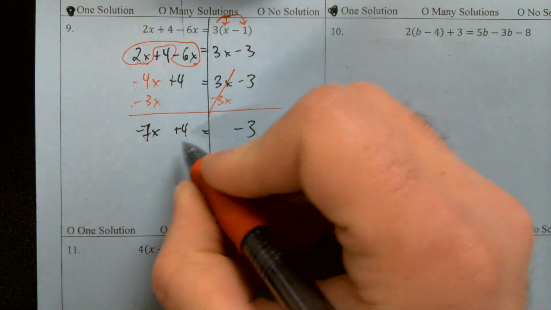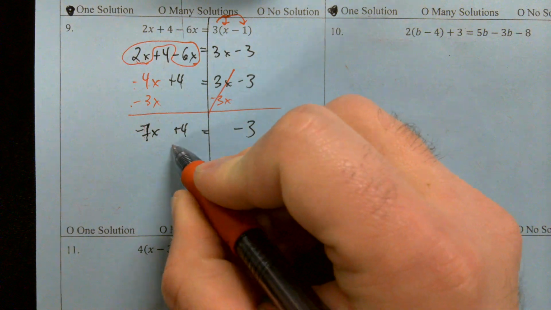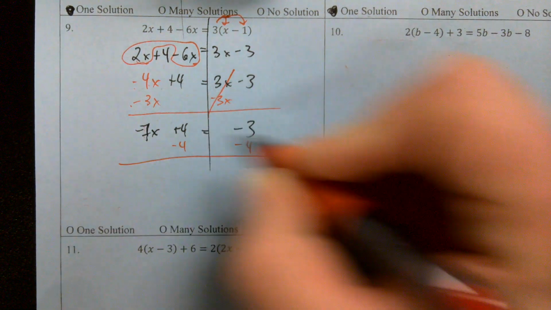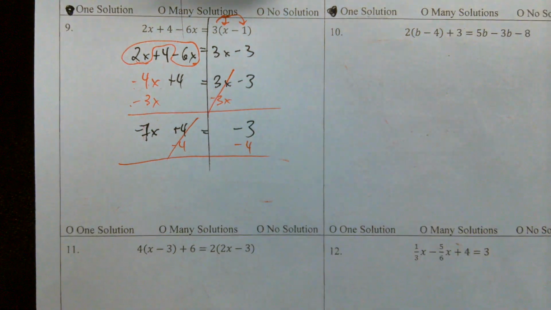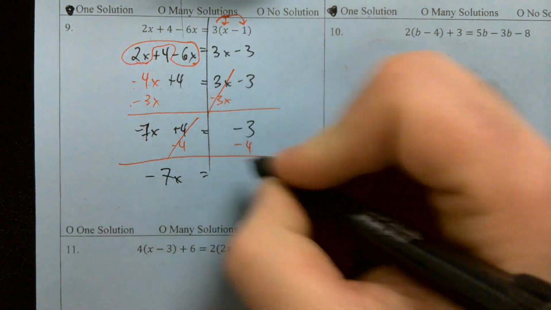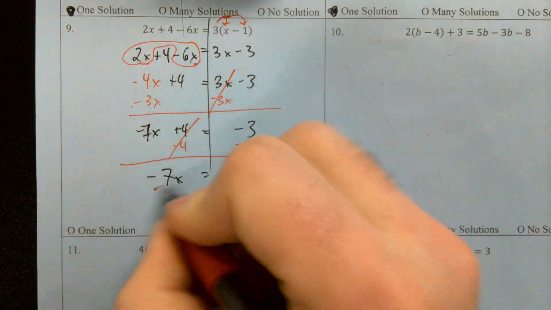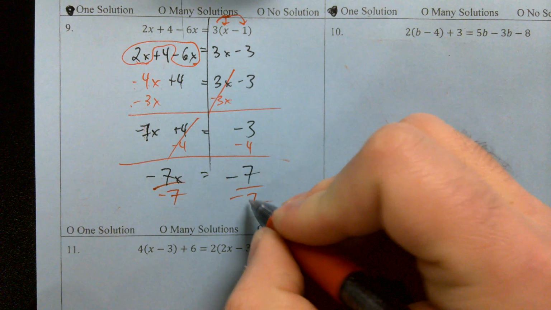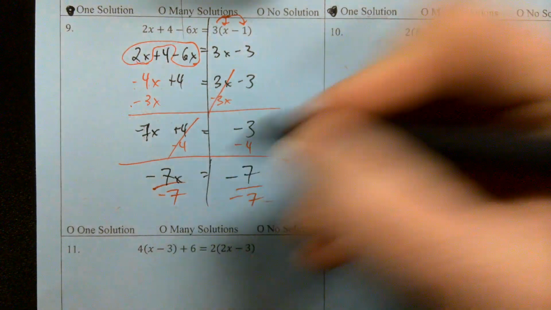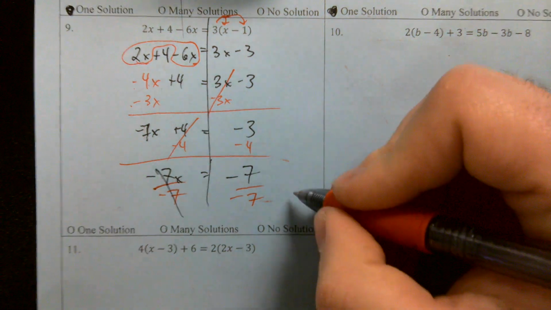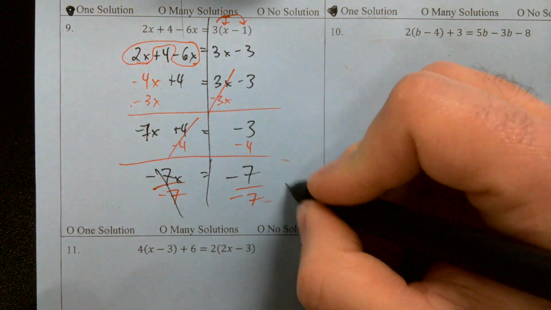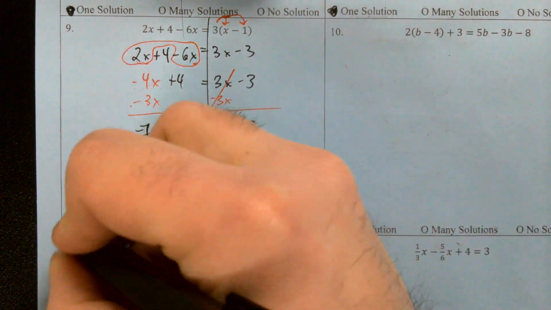Continuing on to step 5, I bring my constant over to the right. The 4's cancel. I get negative 7x equals negative 7. Now I divide by negative 7. Dividing is always the last step. And I get x is equal to what? 1. One solution again.